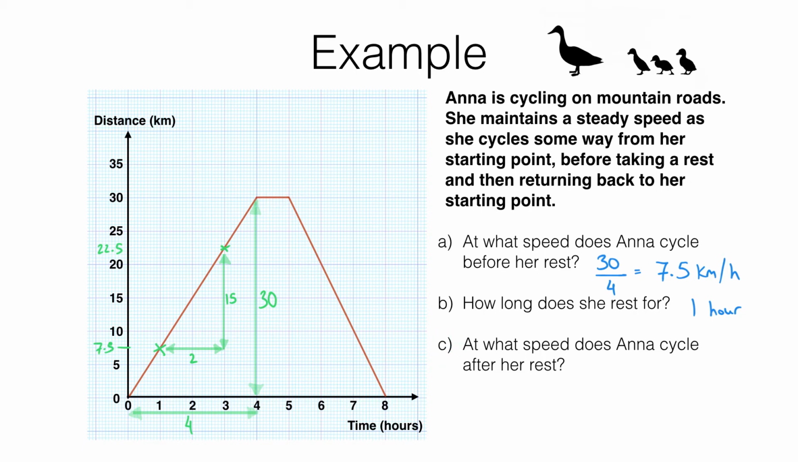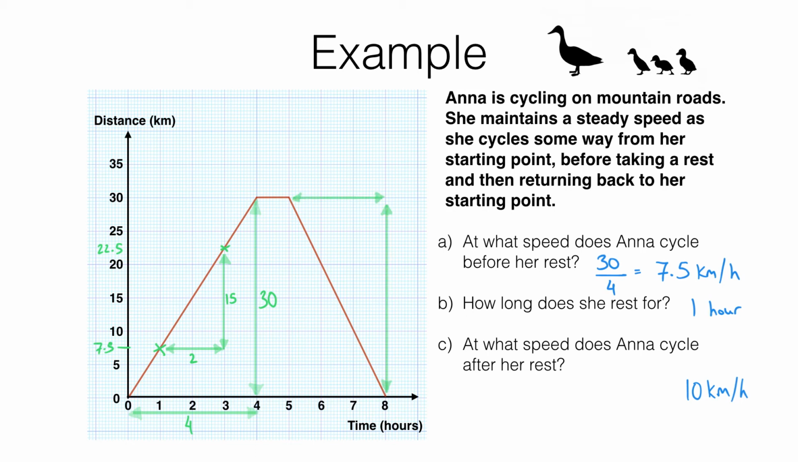Finally, we've got question C. At what speed does Anna cycle after her rest? So for this phase of her journey. Well, we can see that she travels a total of 30 kilometers from there to get back to where she started. And that takes 3 hours. So 30 kilometers in 3 hours, we can see that we're going to get an answer of 10 kilometers per hour. But let's just think of this in terms of gradient, because this is an important skill and there's an important point to note. What is the gradient of this part of the graph?